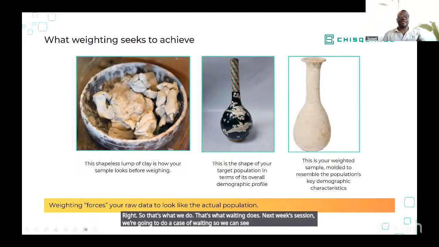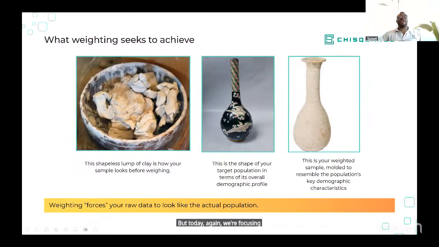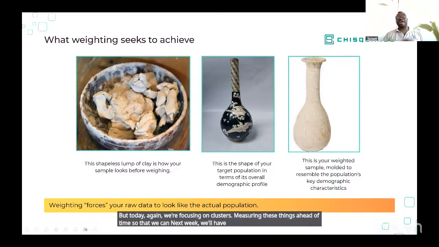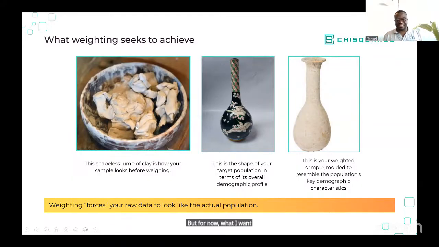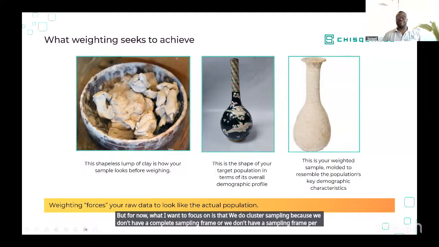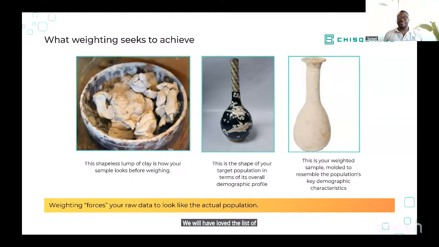Next week's session, we're going to do a case of weighting so we can see what that looks like. But today, again, we're focusing on clusters, mentioning these things ahead of time so that next week we'll have a better recall of how all of these things fit together. But for now, what I want us to focus on is that we do cluster sampling because we don't have a complete sampling frame, or we don't have a sampling frame period, right? We would have loved the list of all the people, but since we don't have that list, our next question is, do we have a list of all the places where people live, which could be schools or workplaces, right? That's the idea behind cluster sampling.